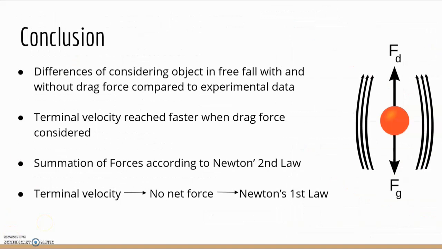In conclusion, this lab looked at the difference in final position and final velocity of an object in free fall with and without drag force considered. The terminal velocity is reached faster when drag force is involved. When terminal velocity is reached, the summation of forces is balanced. Before terminal velocity is reached, Newton's second law is used to find the final position, but once the terminal velocity is reached, there is no net force acting, and Newton's first law of motion comes into play, where the velocity is constant and the object stays in uniform motion until it hits the ground.